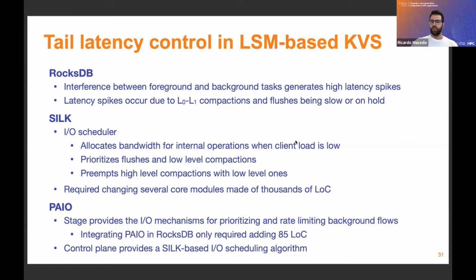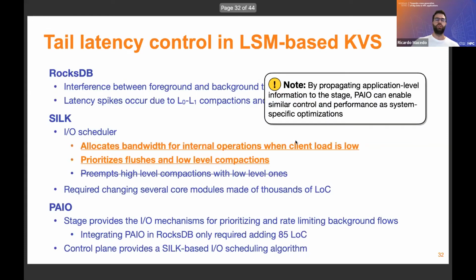Okay, so we came up with a different approach. In PIO, we implemented a stage that provides the building blocks, so the I/O mechanisms for prioritizing and rate limiting all the background flows. Okay, and integrating the data plane stage in RocksDB only requires changing and adding 85 lines of code, half of which were to achieve the actual context propagation part that I was mentioning earlier.